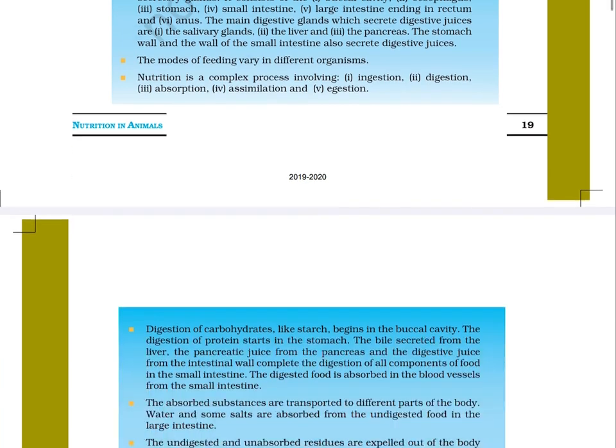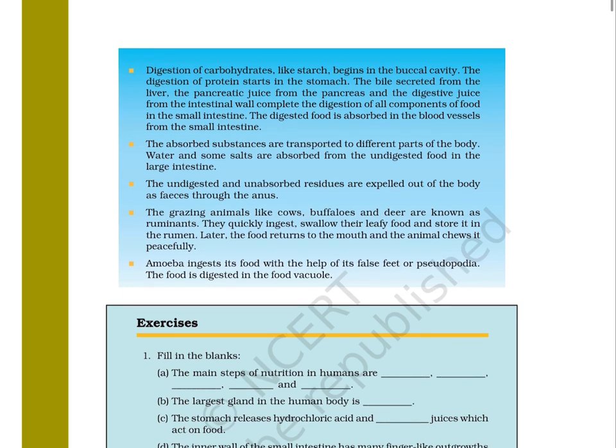Page 20. 5. Digestion of carbohydrates, like starch, begins in the buccal cavity. The digestion of protein starts in the stomach. The bile secreted from the liver, the pancreatic juice from the pancreas, and the digestive juice from the intestinal wall complete the digestion of all components of food in the small intestine. The digested food is absorbed in the blood vessels from the small intestine.